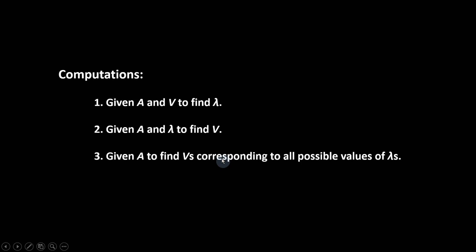Now I am going to give you three different computations. First one is, given the matrix A and eigenvector V, we need to find out the corresponding lambda. The second one is, given A and the eigenvalue lambda, we need to find out the corresponding eigenvector V. And the third type of computation is, given only the matrix A, we need to find out all possible eigenvalues and the corresponding eigenvectors for the given matrix A.